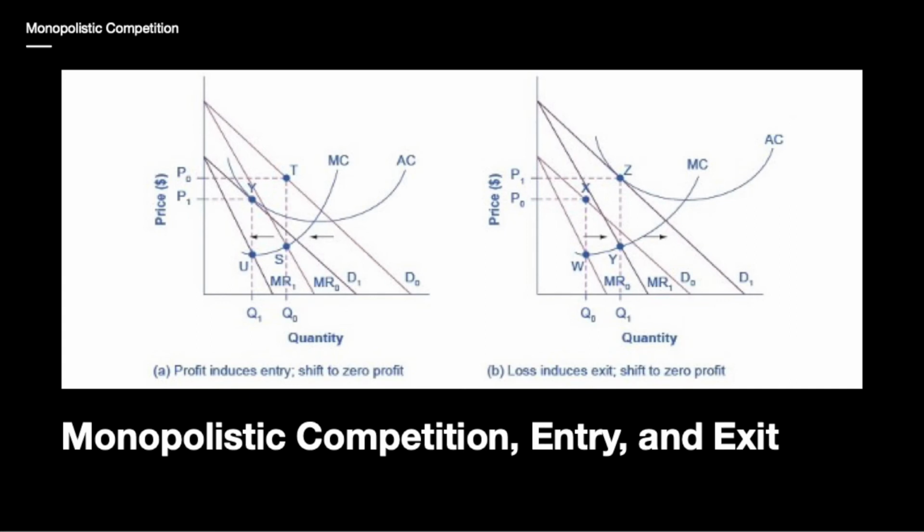to the industry ceases. In figure B, the opposite occurs. At P0 and Q0, the firm is losing money. If you follow the dotted line above Q0, you can see that the average cost is greater than the price. Losses induce firms to leave the industry. When they do, the demand for the original firm rises to D1, where once again, the firm is earning zero economic profit.